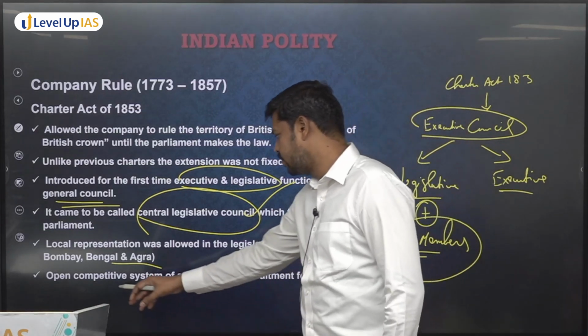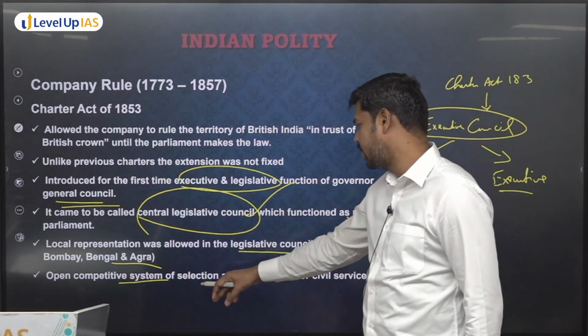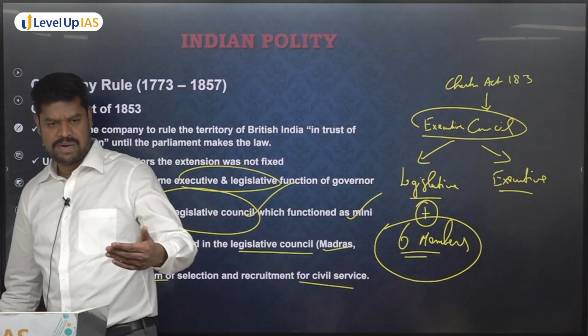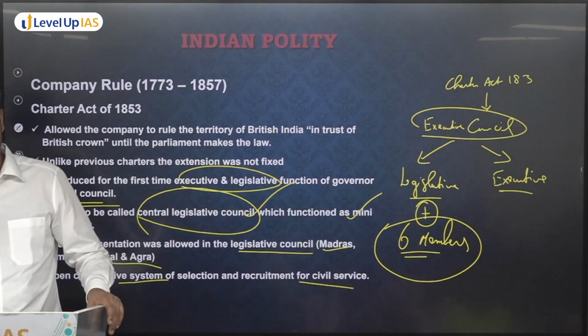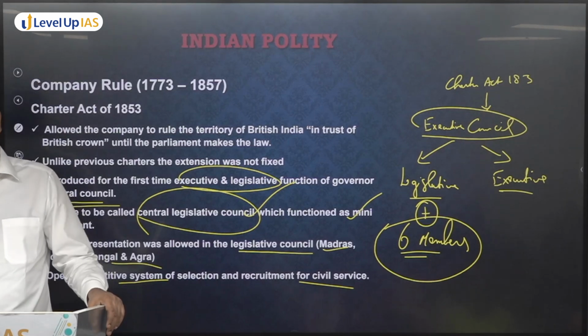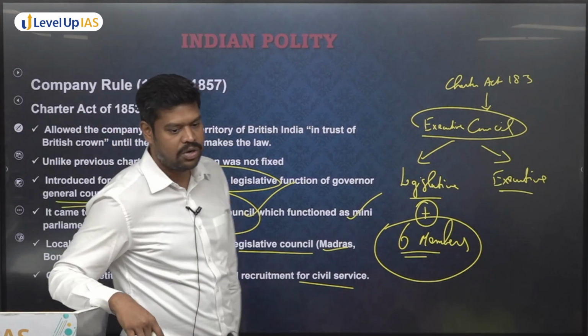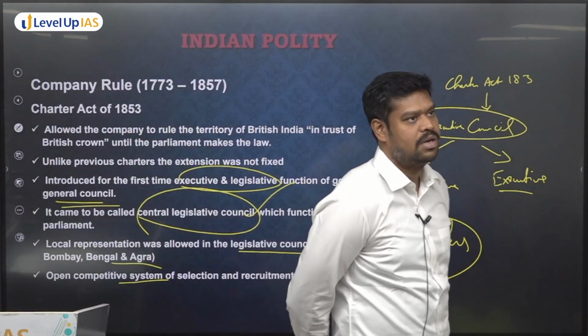And of course, it also brought in the open competitive examination. Although it was brought in, it was implemented only after a couple of years. But this allowed for the open competitive examination, which had failed before, that is in 1833, it failed. Okay. So these are all the major changes that were brought in during the Company rule.